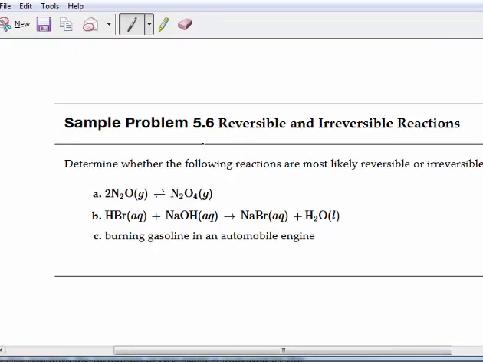So let's look at sample problem 5.6 from your textbook. Determine whether the following reactions are most likely reversible or irreversible. And pause the video to do that.